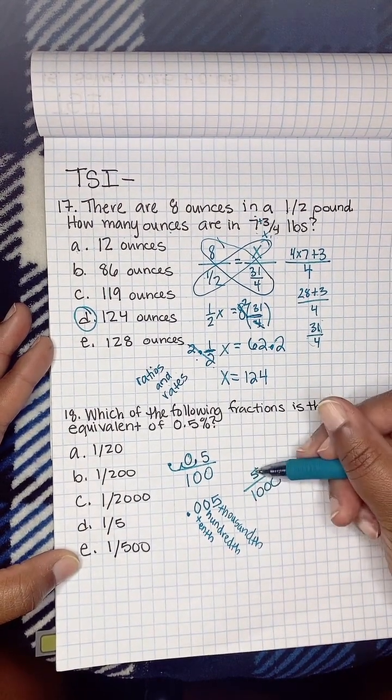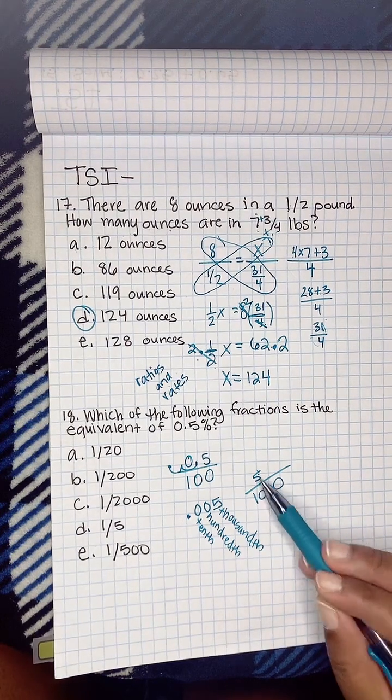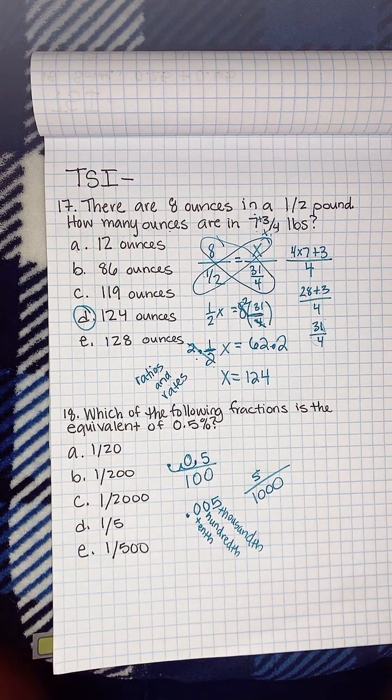So what can we divide 5 and 1,000 by, you guys? What do they both have in common? Yep, you're welcome, Jazz.